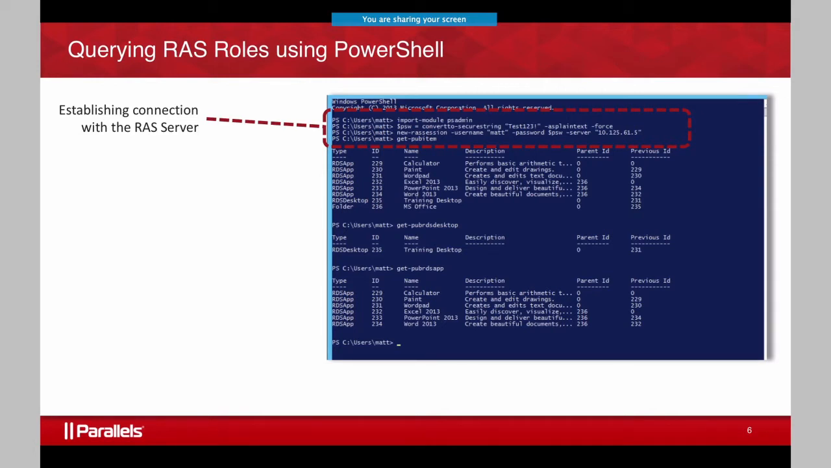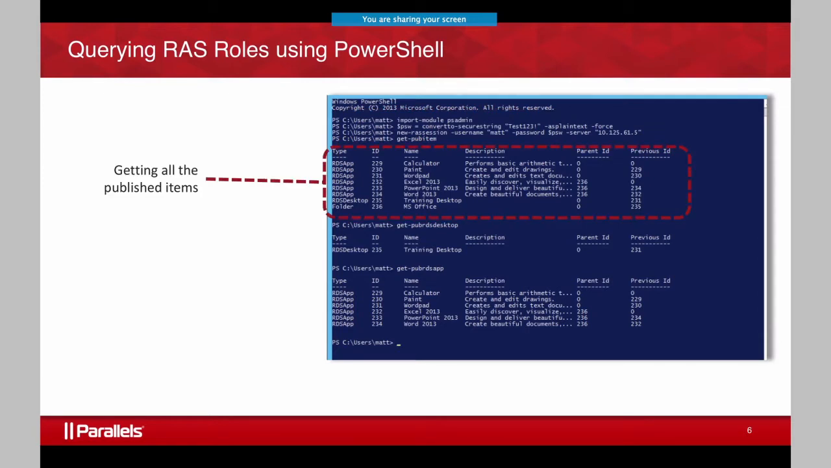Once the connection is established, which can be done from your computer to where the PAs are installed, you can query all of the components or items that have been published. In this case, using get pub item, I can see what applications or features are deployed. I can see Calculator, Word, Excel. We have a training desktop and a folder.